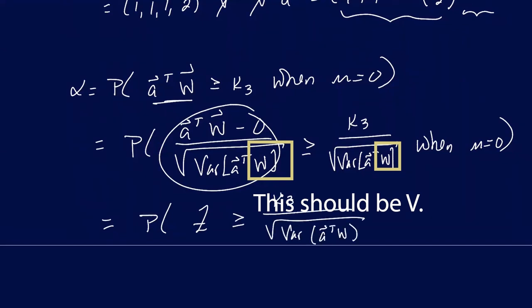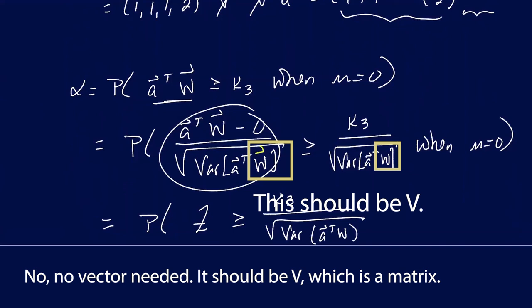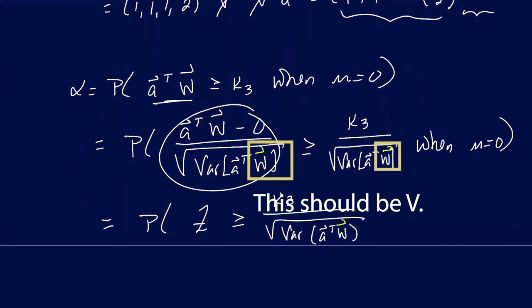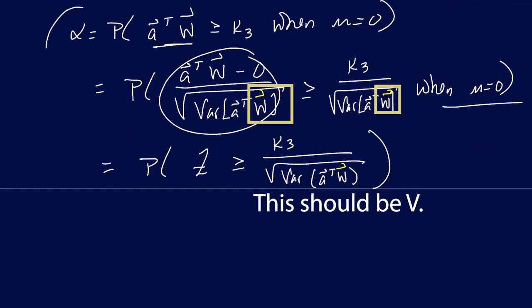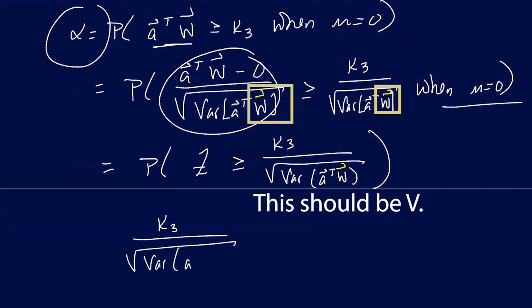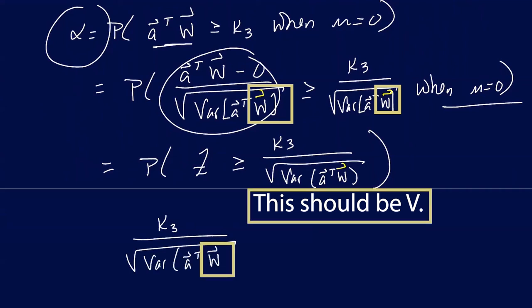And that W, I've lost my vector on that, so let me put those in. Once you've turned it into a Z, the distribution of Z does not depend on the unknown mu. So you don't need to know mu anymore. We've used up that information. Because this is set equal to alpha, we know that K3 over the square root of the variance of A transpose W is going to be the critical value Z sub alpha, as long as you've defined it or drawn a picture. And so we can solve for K3.